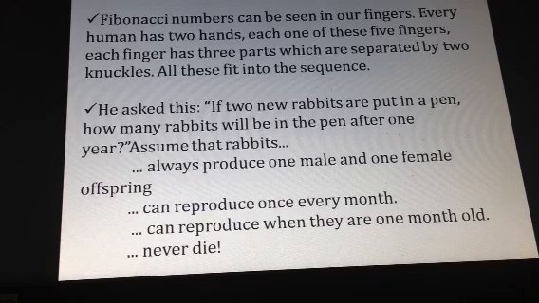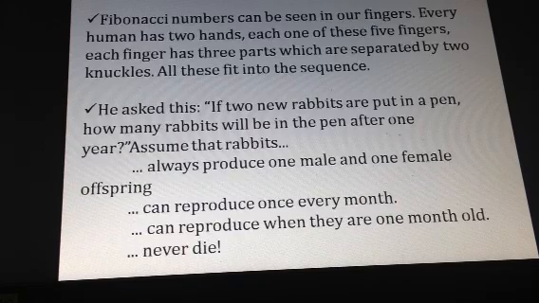Again, ang tao may 2 kamay. Ang 2 kamay ay may 5 fingers. Ang bawat isang finger ay merong 3 parts na hinahati ng 2 knuckles. So, lahat yan ay part ng sequence.